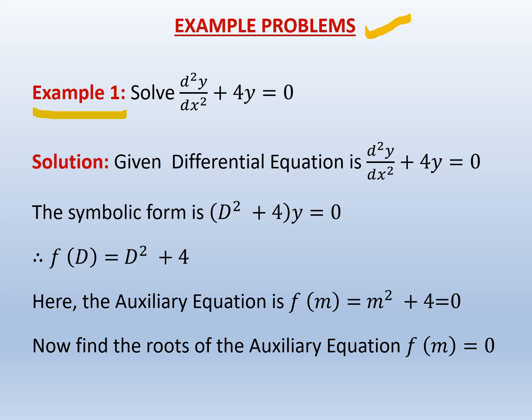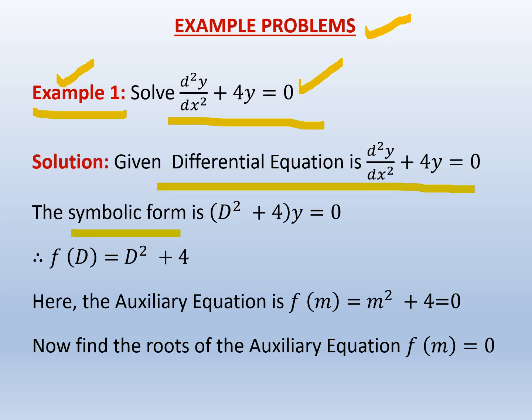First example, solve d square y by dx square plus 4 times y equals 0. Now find the general solution of the given differential equation in example 1. To do this, first write the given differential equation. Next, write the symbolic form of the given differential equation, which is D square plus 4 of y equals 0. Therefore, we get f of D equals D square plus 4.